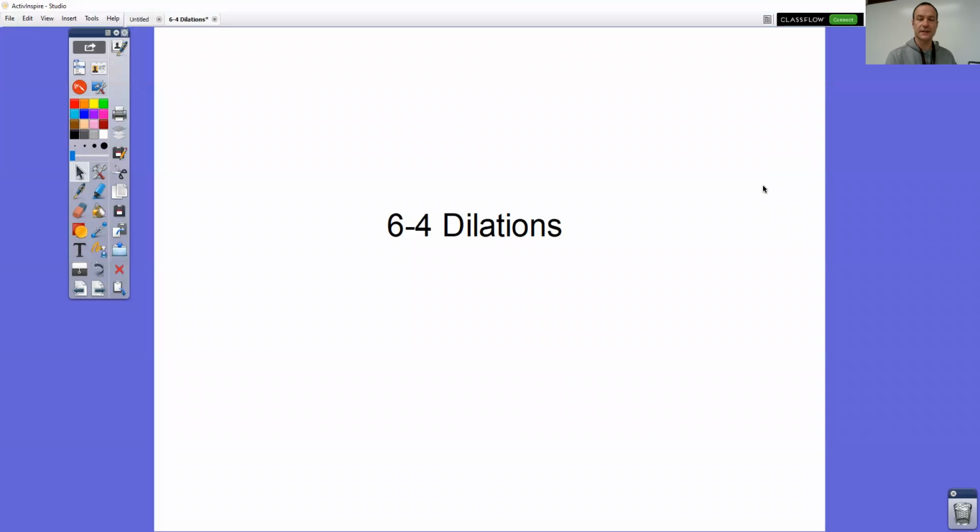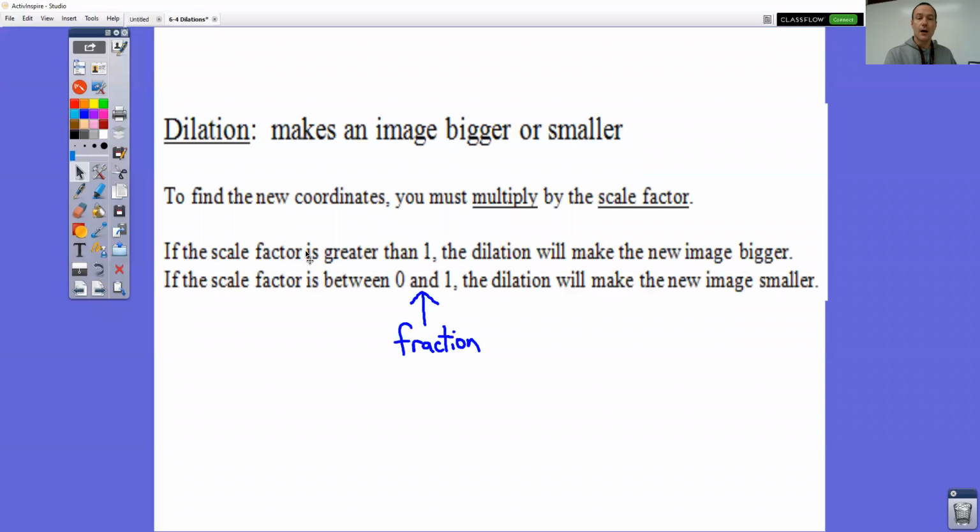This is a lesson for 6-4 on dilations. Dilations make pictures bigger or smaller by multiplying. To find new coordinates, you have to multiply by the scale factor. They will tell you what to multiply by.